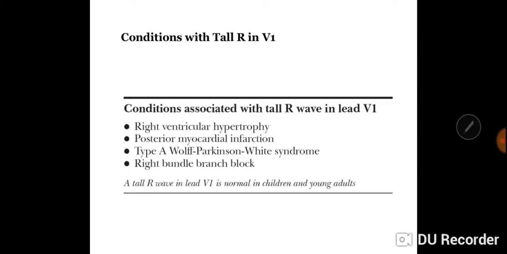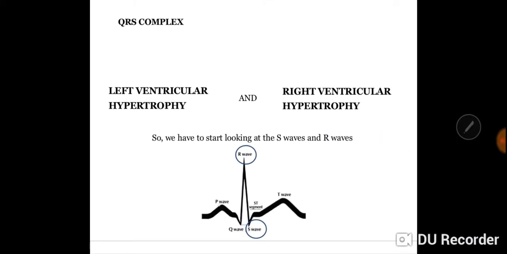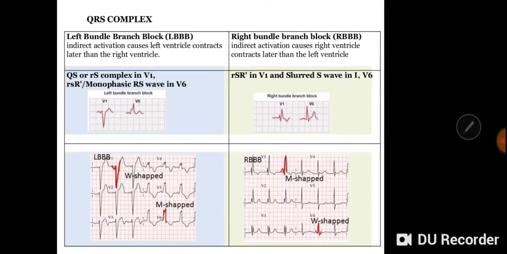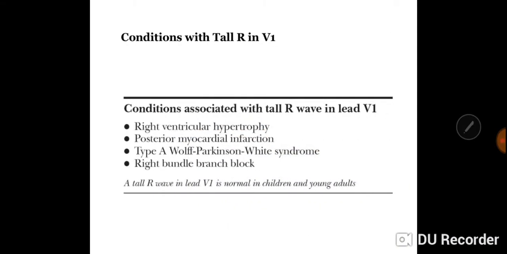I like to mention V1 usually has an S wave that is bigger than the R wave, and gradually as you move towards V6, the R wave gains in size and the S wave becomes smaller, and around V3 to V4 these become equal, and in V5 and V6 the R wave is bigger than the S wave. But in these conditions you can have a tall R wave in V1.